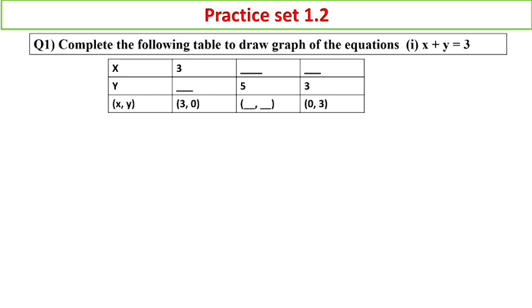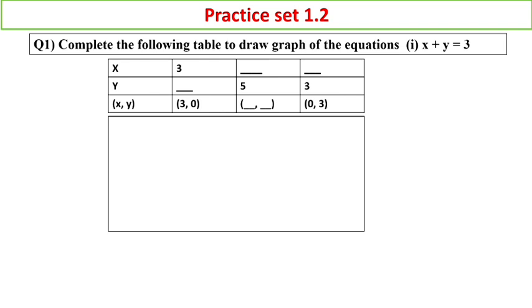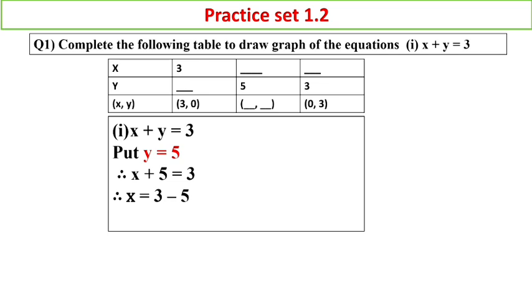The second one, the x value is blank and the y value is given 5, and the x, y value we have to find. So here we need to solve the equation. The equation is given x plus y equal to 3. So the y value is given what? 5. We'll substitute the y value 5. X plus 5 equal to 3. Plus 5 will go to the right side, become minus 5. It means x equal to 3 minus 5, we get minus 2. So here x value minus 2 we will put. In the y value we have 5.